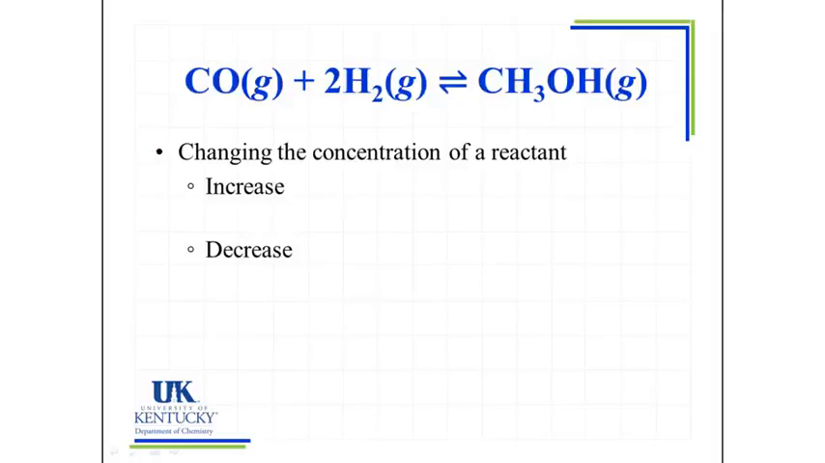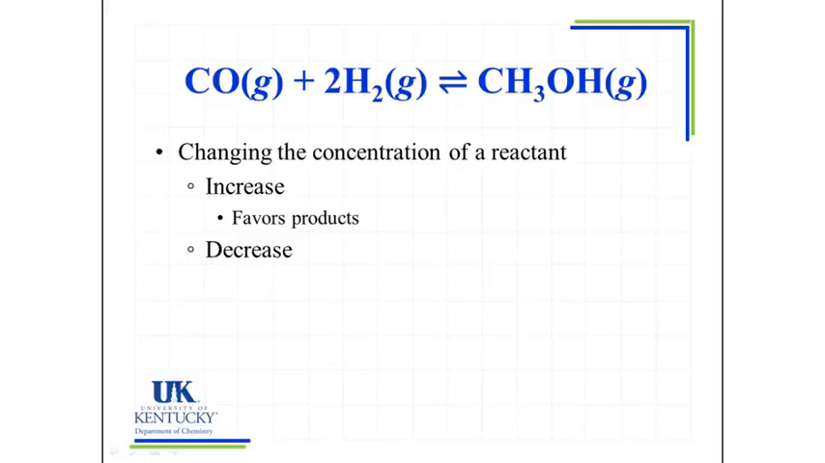So let's look at an example here where we're looking at a reaction. We have our balanced chemical equation, carbon monoxide reacting with hydrogen to produce methanol. And what we're going to look at is we're going to change the concentration of a reactant. And so what happens if we increase the concentration of a reactant?